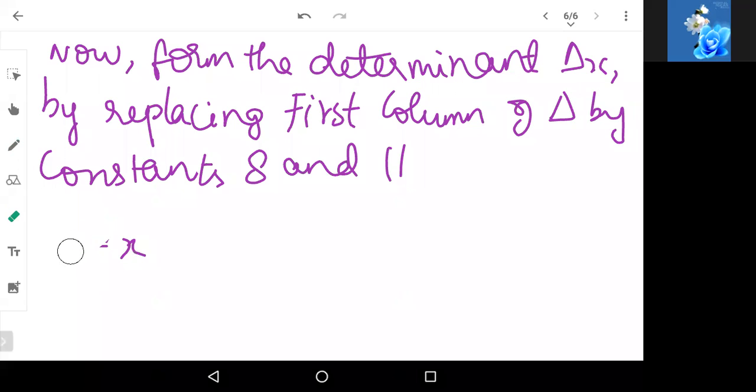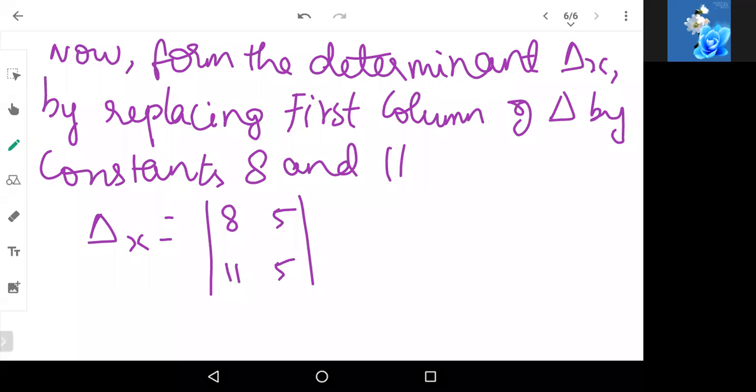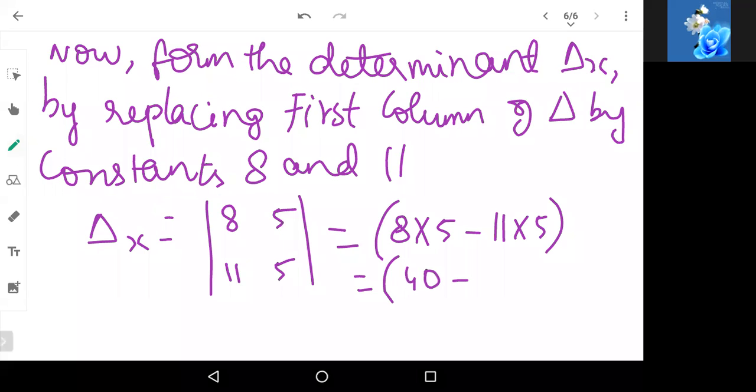So my delta x will be: first column is going to be 8 and 11. Second column will be 5 and 5. Now find the value of delta x. Again cross multiplication. 8 into 5 minus 11 into 5. 8 fives are 40. 11 fives are 55. Again delta x is equal to minus 15. Everybody got this value? Minus 15.